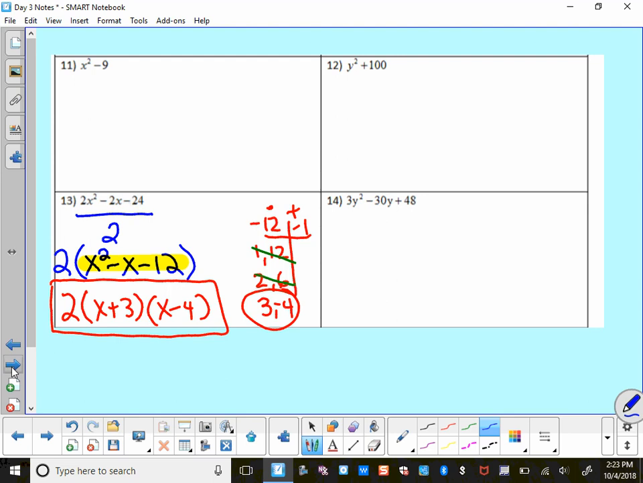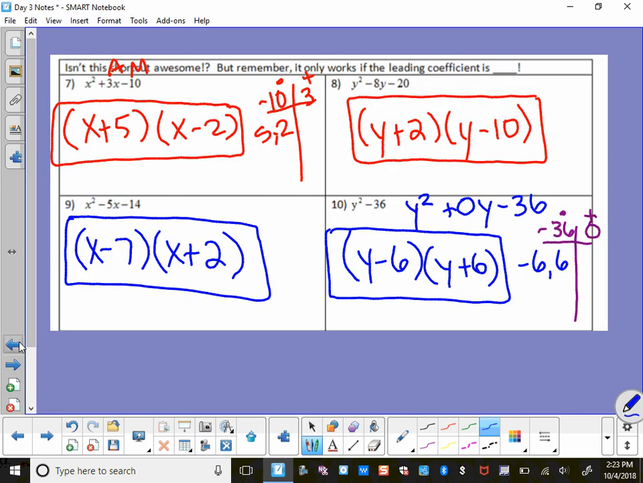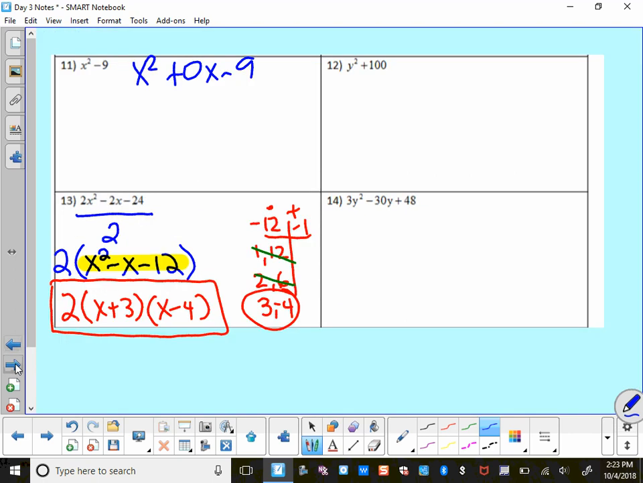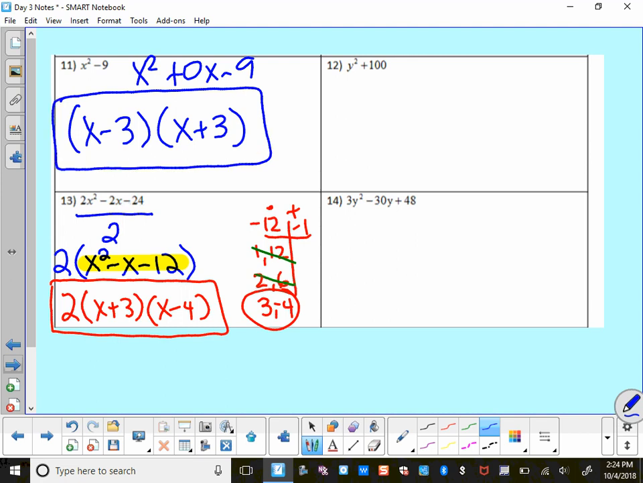Alright, number 11. x squared plus 0x. Did you do 10 yet? We did 10 together. Oh, right. Alright, so what'd you guys get for this one? x minus 3, x plus 3. And then the next one is prime. Good job. Did you guys all get this?